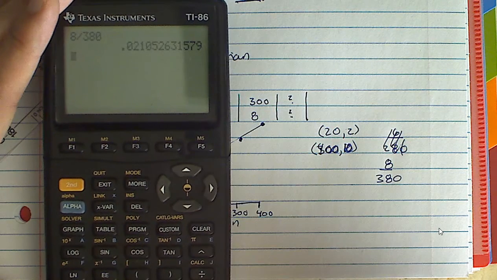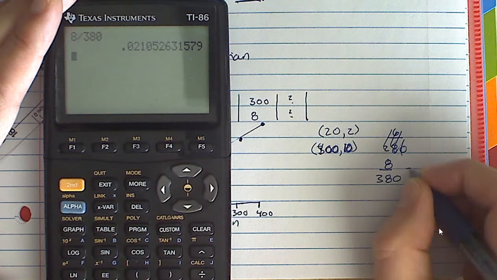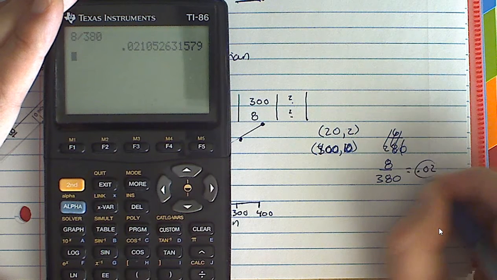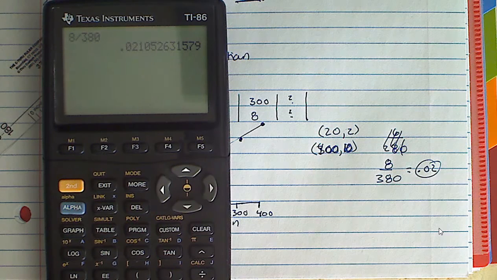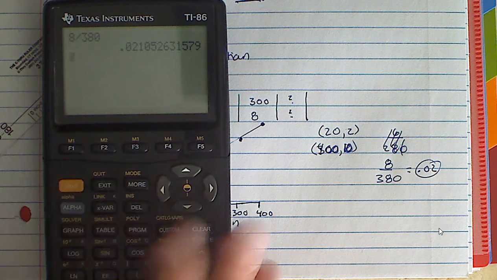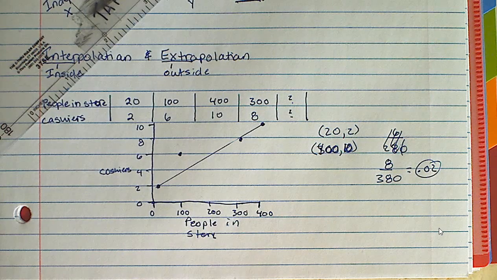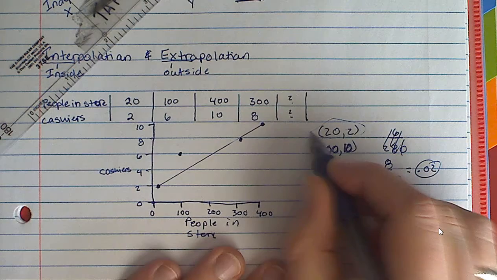And I'm going to round that to 2 decimal places, so I'm going to call it 0.02. So that's my slope. And then I'm going to pick one of those 2 points. Which one of those 2 points do you think I should pick? 22, because the numbers are smaller and probably easier to deal with.